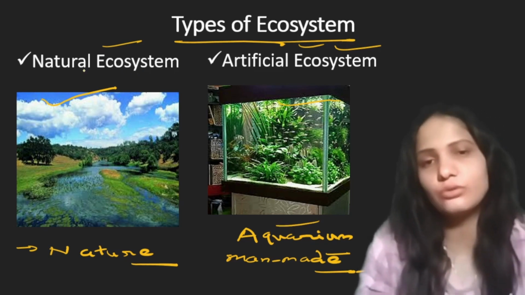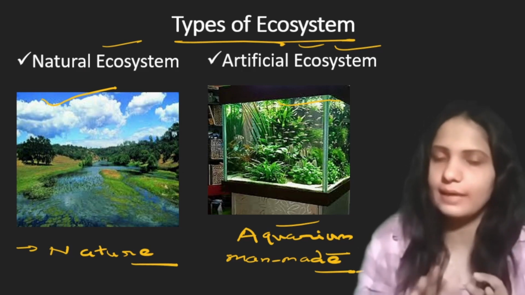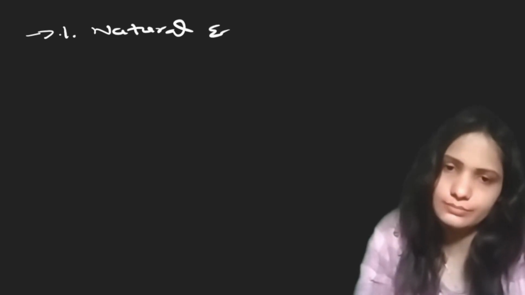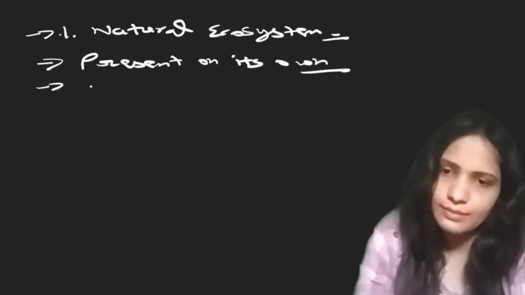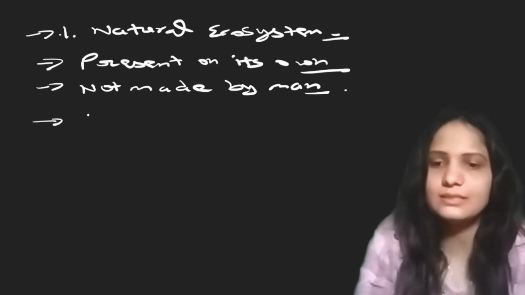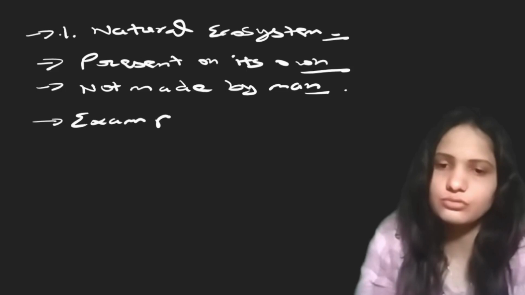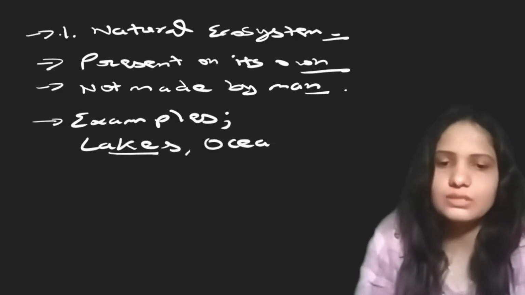And the natural ecosystem is the ecosystem which is present on its own. It is not made by man. First we'll see natural ecosystem. Natural ecosystem is present on its own. It is not made by man. This is the definition of natural ecosystem. Now if we see the examples of natural ecosystems, they are lakes, oceans.